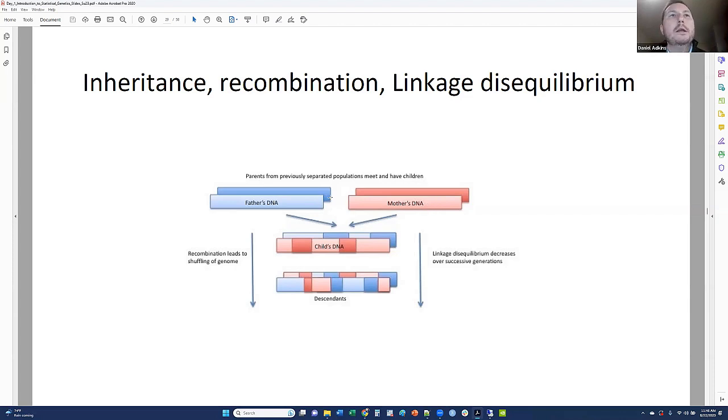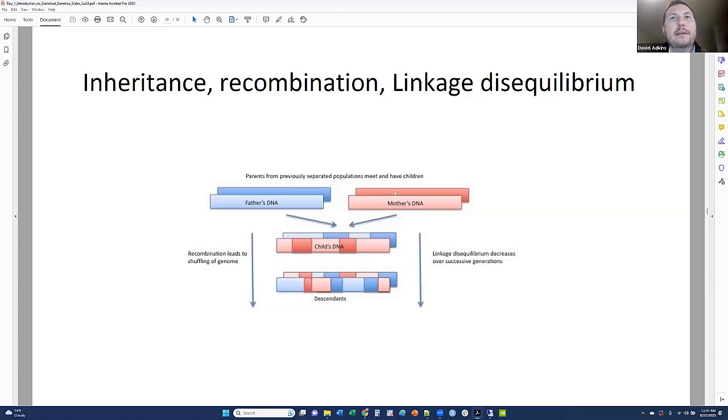Now, when our mothers and fathers create gametes, these are sex cells, sperm and eggs, a process called recombination happens. Let's say these are chromosomes 1 from both mother and father. They have two chromosomes for chromosome 1, and those two chromosomes get spliced up and recombined. That's what's depicted here in the child's DNA.